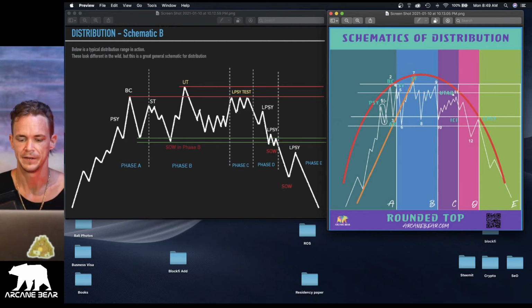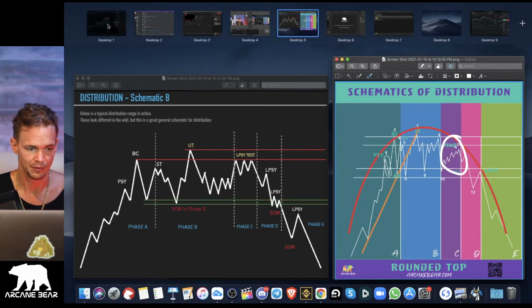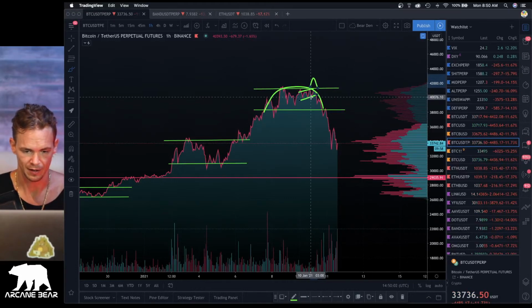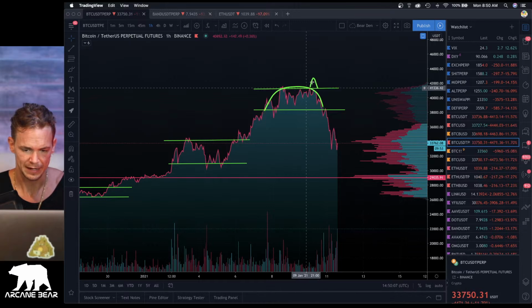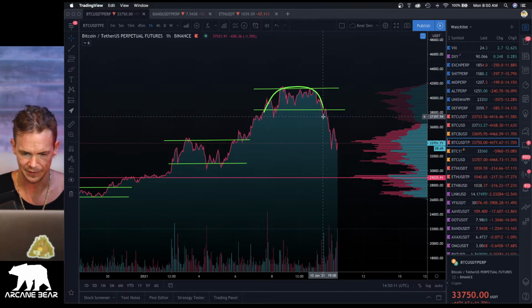But the distribution here, on the right-hand side, the area of phase C, this one here, is actually not characterized by a break above the trading range. And again, this is kind of what we saw here. I think this was a very beautiful schematic of distribution. We sent this out on Twitter last night when we were still at around 37,000.